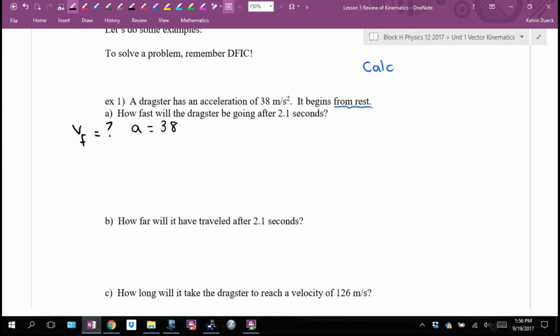From rest. What's that tell me? Ah, there you go. T. 2.1. I really should have said 2.1, and you should have said T, time. I flipped them already. I'm looking for an equation that has a VF and A, a VI, and a T in it. There is one. Which one?